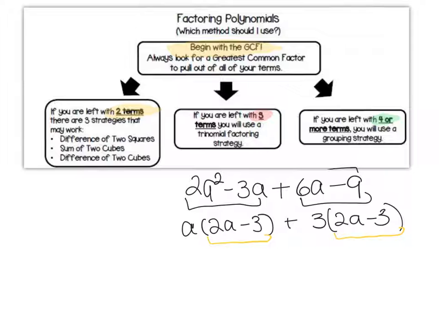So we're going to go ahead and pull that out. If we pull that out, we're going to write 2a minus 3 because that comes out of both. And then what's left once we pull that out? a from the first and 3 from the second expression, and our plus in the middle. Bam! What did we just do? We did factor by grouping.